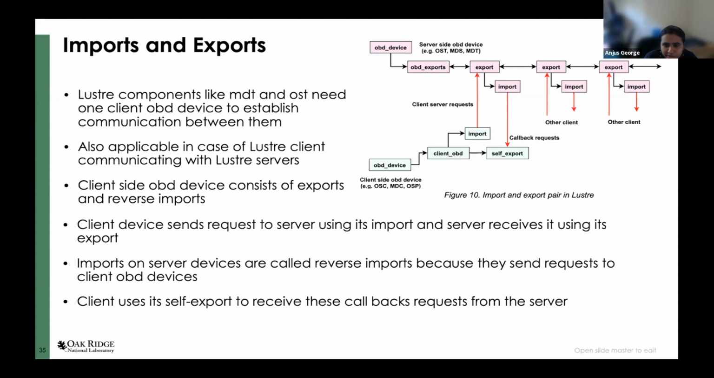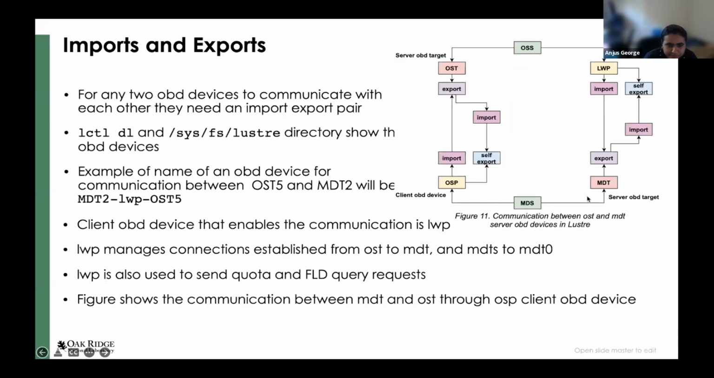A client OBD device then sends requests to the server using its import, and the server receives requests using its export, as illustrated in this figure. The imports on server OBD devices are called reverse imports because they are used to send requests to the client OBD devices. These requests are mostly callback requests sent by the server to clients infrequently, and the client uses its self-export to receive these callback requests from the server.